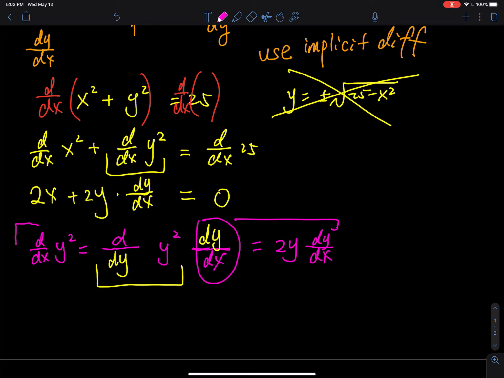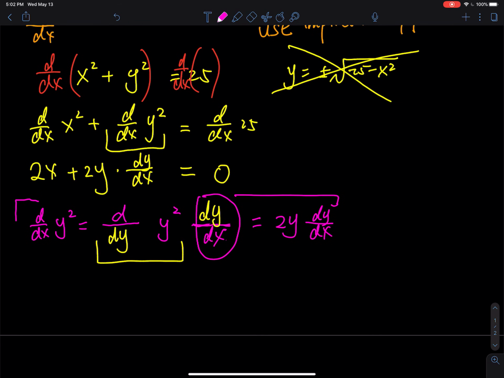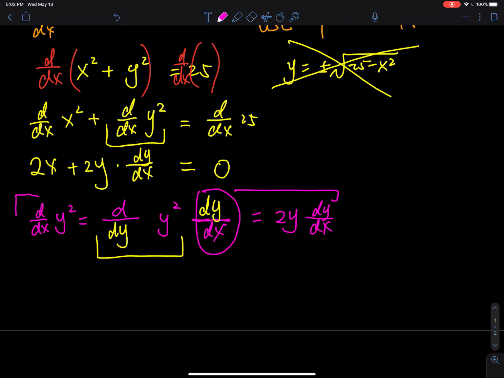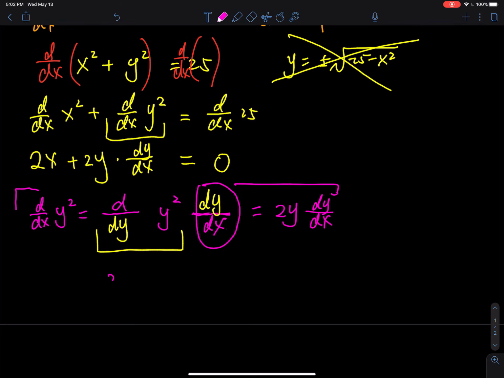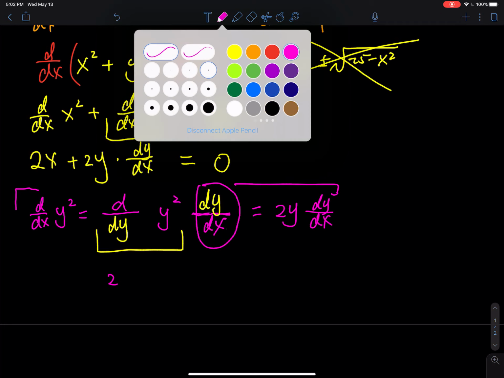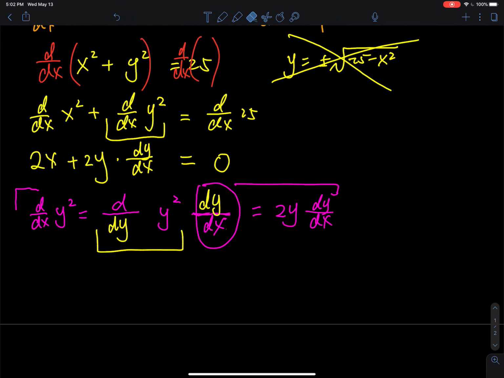All right, the job is not done. So we have 2x plus this. And then what we are trying to do is put the dy dx on one side. So we have 2y dy dx equals negative 2x.